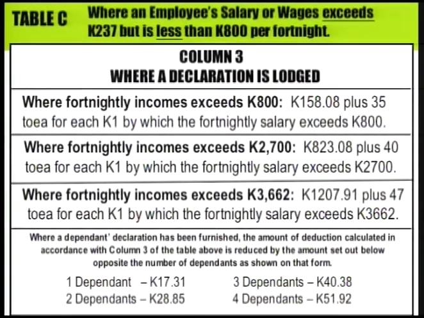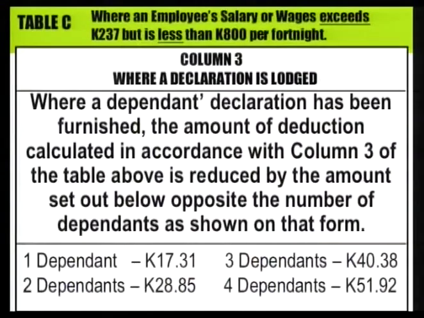Okay, note that at the bottom of the table it says, where dependent declaration has been furnished, the amount of deduction calculated in accordance with column 3 of the table above is reduced by the amount set out below, opposite the number of dependents and as shown on that form. That's the declaration form. Finished?